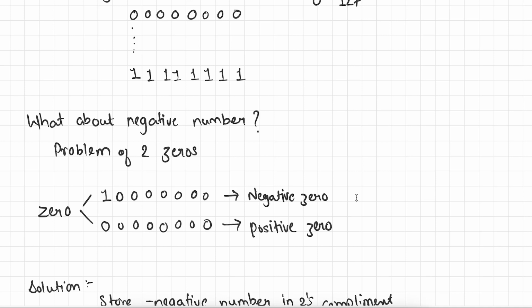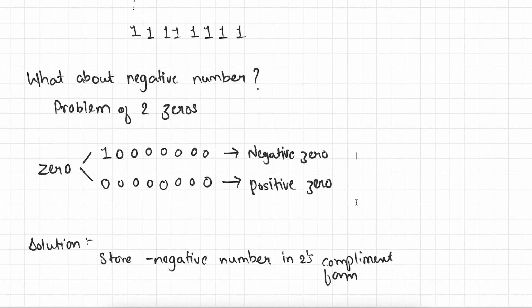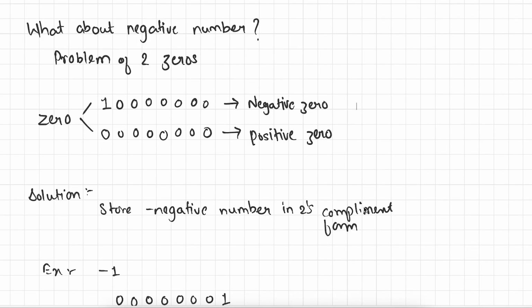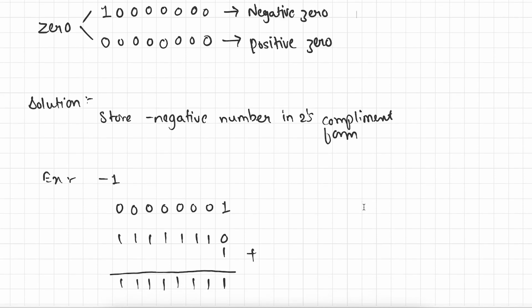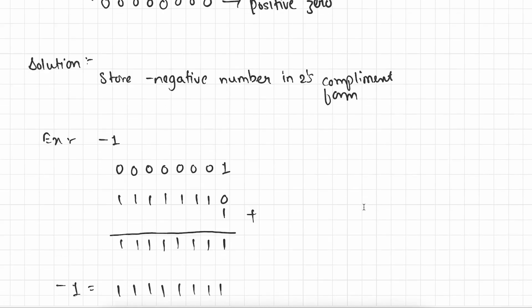Just imagine that you have to deal with 2 zeros now. Everywhere in the program, or everywhere where you are doing any calculation, you have to deal with 2 zeros. So in order to solve this problem, engineers came up with a different solution. And the solution says that if you want to store negative numbers, it's better to use 2's complement form, right? So let's understand what is meant by 2's complement.